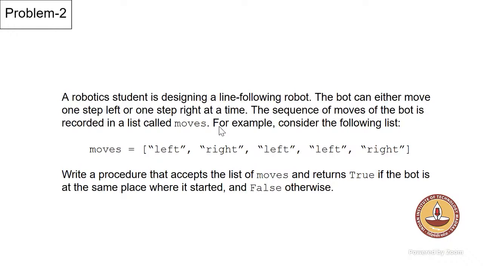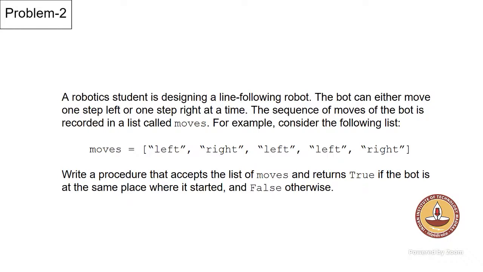The boat can either move one step left or one step right at a time. The sequence of moves of the boat is recorded in a list called moves. For example, consider the following. Write the procedure that accepts a list of moves and returns true if the boat is at the same place where it started and false otherwise.